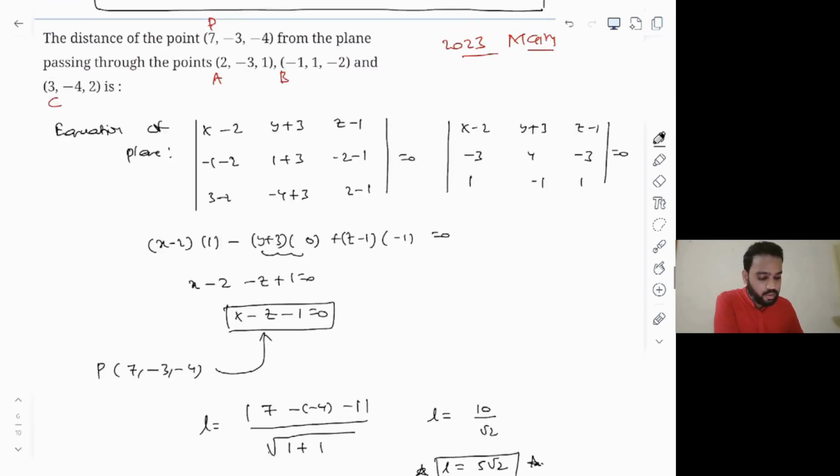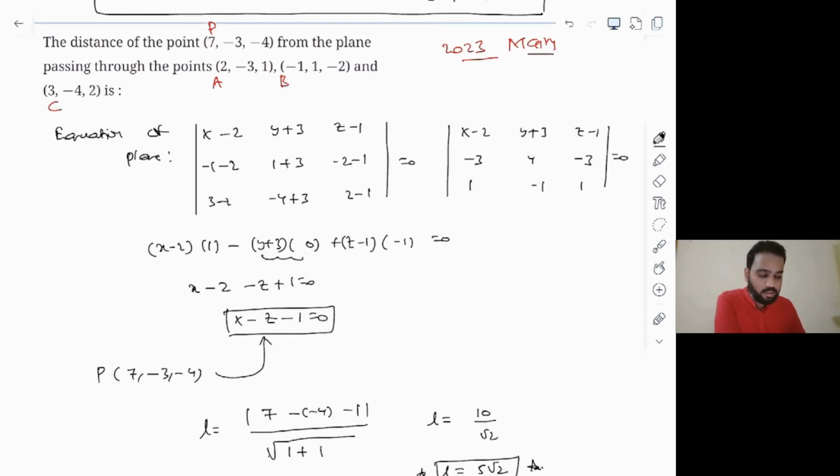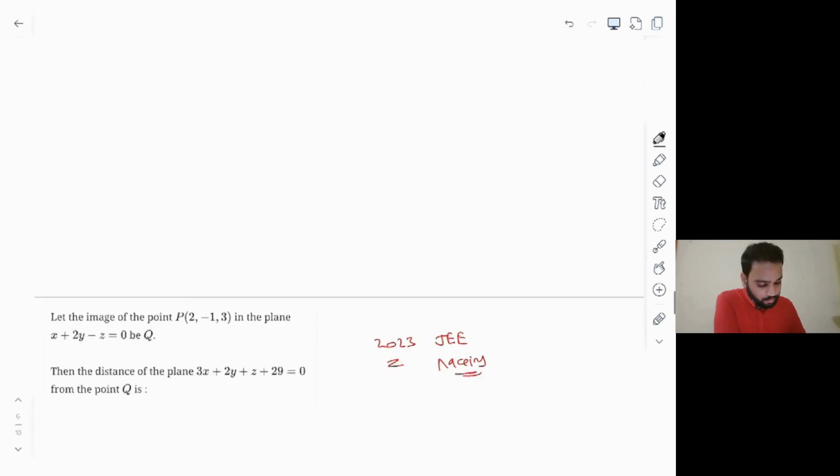Okay. So this is a basic question based on the first one of the important equations of plane passing through three given points. Okay, it is covering both the formulas, perpendicular distance, and also one of the forms of the plane. Okay, let's take the next question.